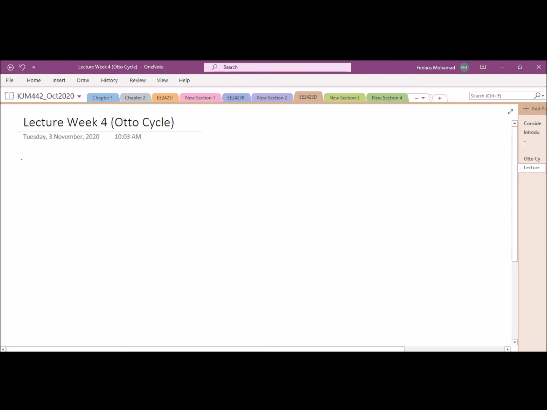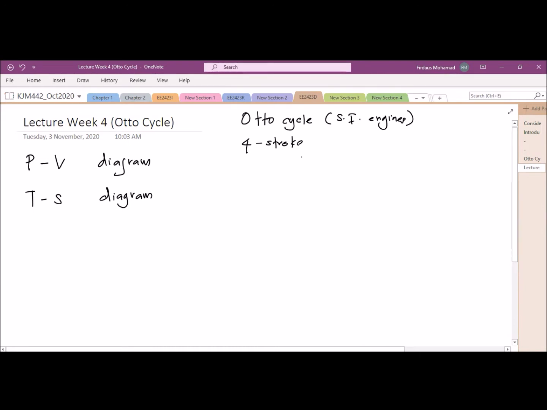First, in order to do the analysis, we need what we call a PV diagram and also a TS diagram. These two diagrams will ease your analysis. Now let's say for the Otto cycle, it is for a four stroke spark ignition engine. For the analysis, instead of using an actual cycle, we convert the actual cycle to an ideal cycle.